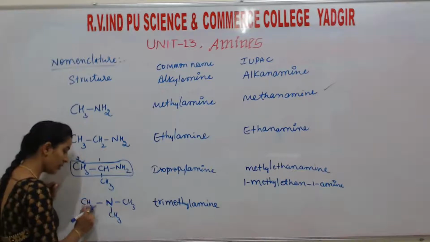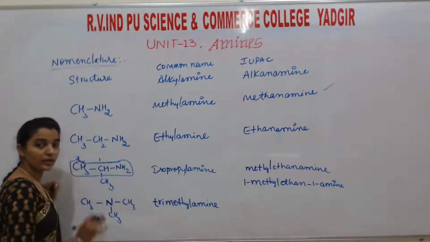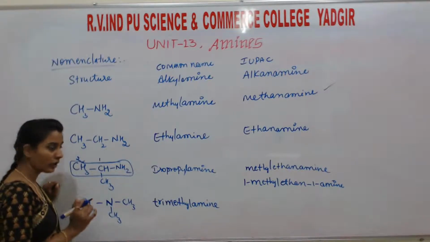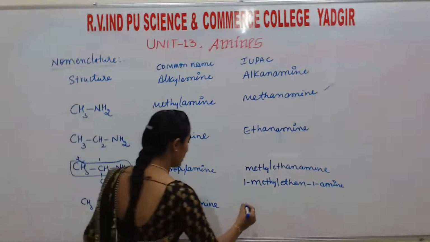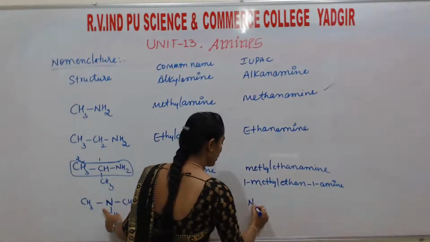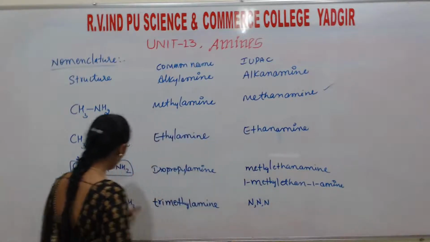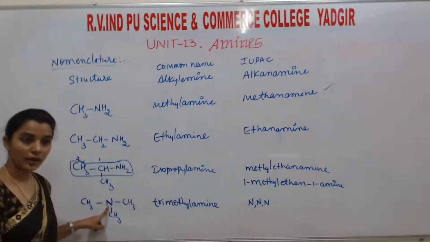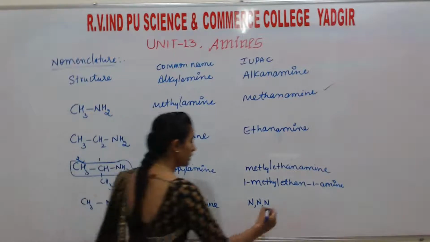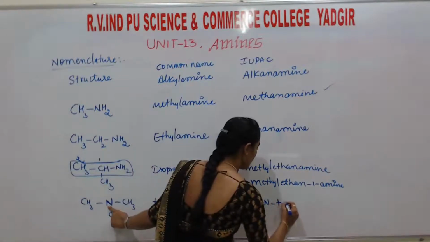Here, if you want to consider, nitrogen is there. For nitrogen only 3 carbon atoms are arranged. That is tertiary only. So this is taken as N, N, N. All the carbon atoms are bonded to nitrogen only. Trimethyl.